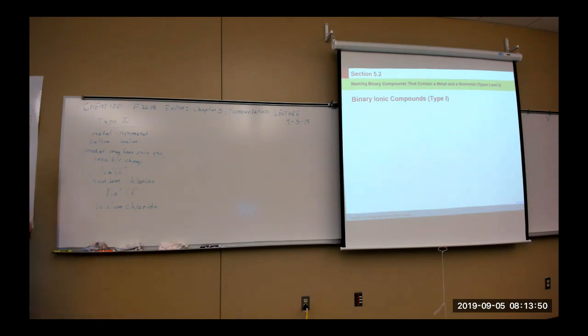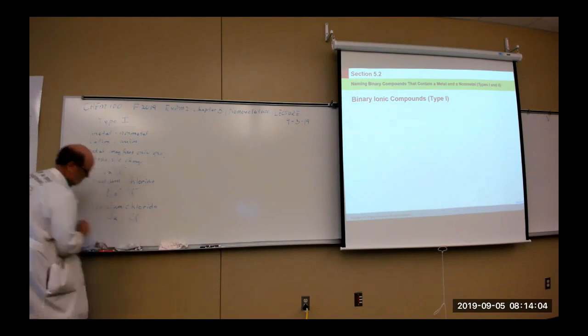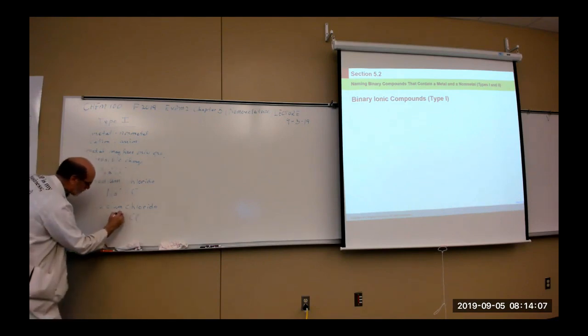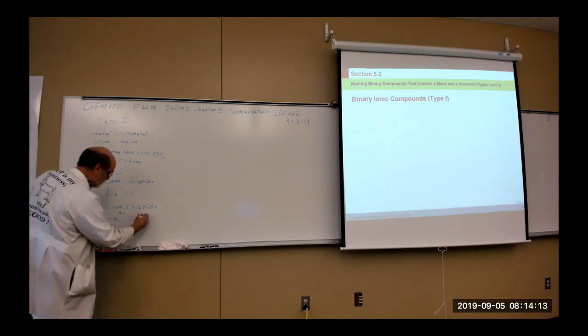So let's write that compound. Under type 1 rules, does it fit? Calcium, where does it come from? Calcium's from here. Always +2. Right? So we know we have calcium and we have chlorine. And calcium is always a 2+ charge. Chlorine is still -1. That didn't change.